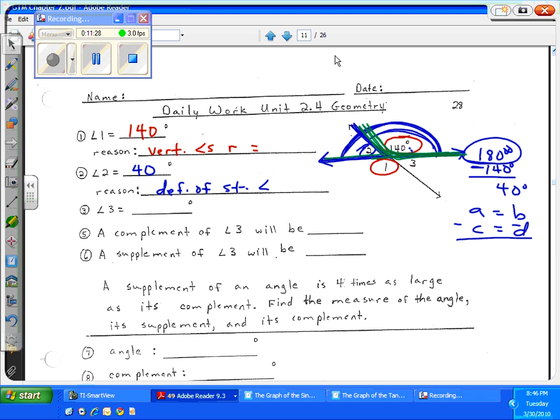Now, a complement of something. If you want to find a complement of something, what would you do? Well, you got to go to the definition and say complementary angles are two angles whose measures have the sum of 90. So if you want the complement of something, you have to subtract that something from 90, and the result will be its complement, right? If you wanted to find something's supplement, then obviously you would subtract that something from 180 degrees.